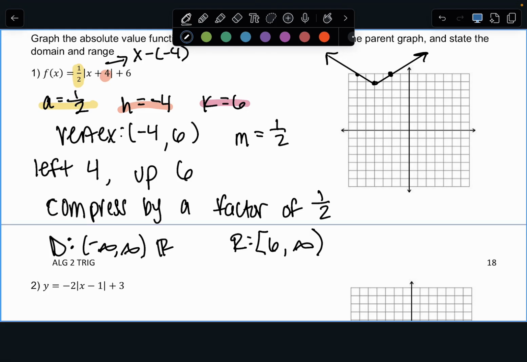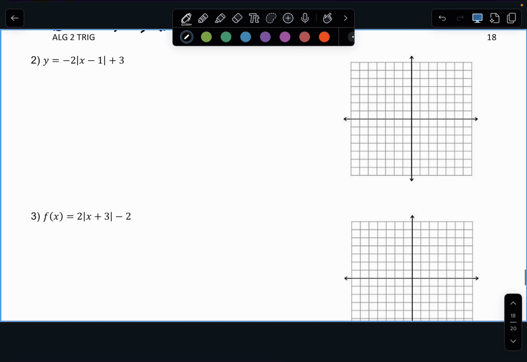Go ahead. Are the vertex and the lines always going to be included? Always going to be what? Included? Yes. Until we talk about inequalities. But right now, for equations, yes, you will always have a bracket right here. It's always included. Great question. Any other questions before we go to the next example? Okay, let's do it.